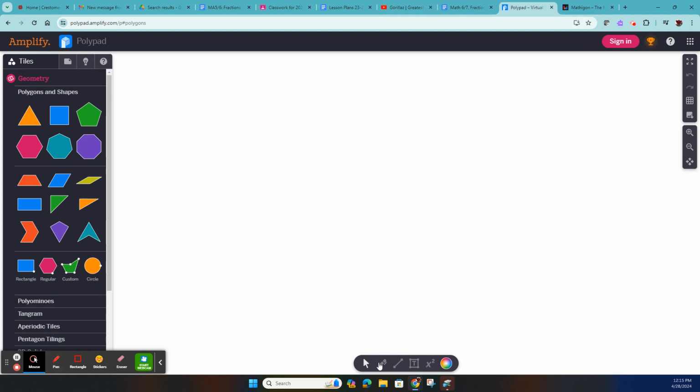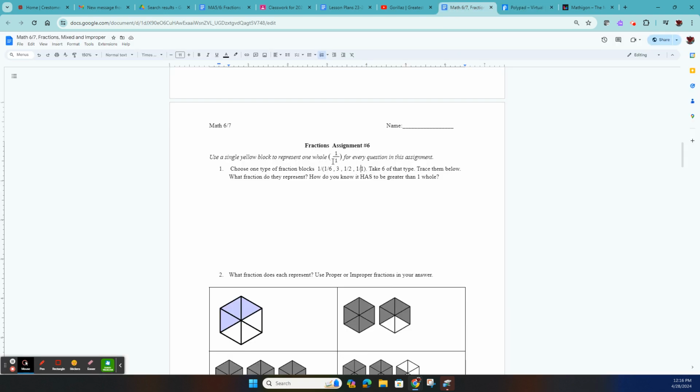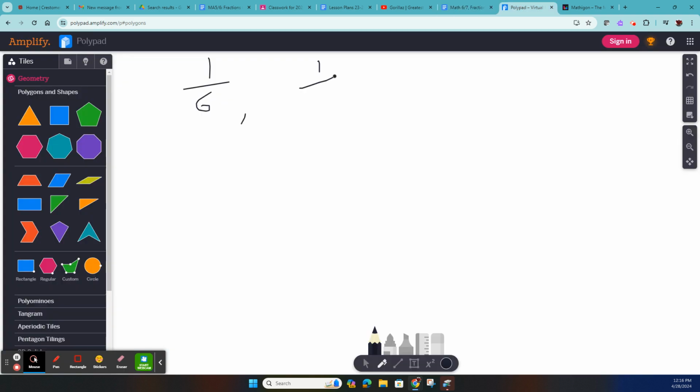So I'm going to do all of those fractions for you just in case you chose one or the other. So here's 1/6, 1/3 and 1/2. Very cool. You may have noticed that these fractions are in ascending order because it's getting bigger, smallest all the way to the biggest. Anyhow, it doesn't matter.